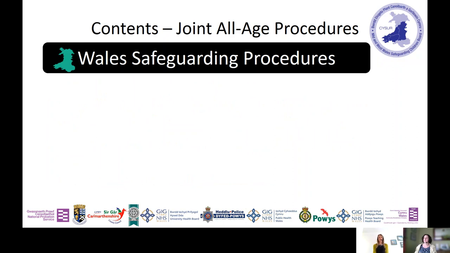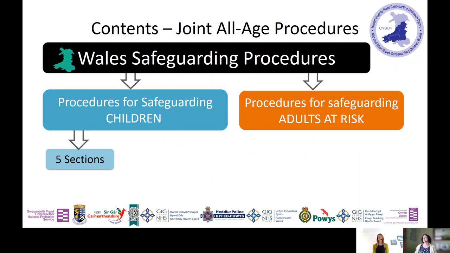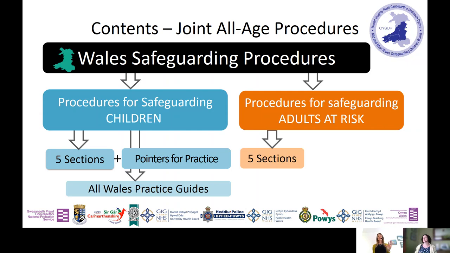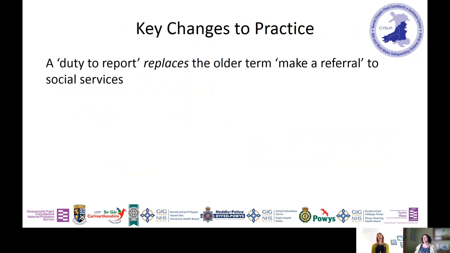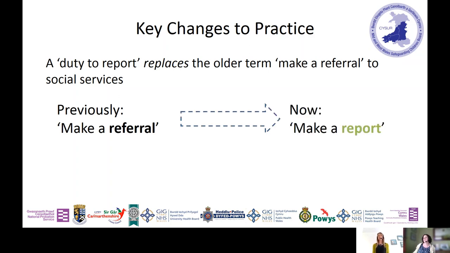So what are those key changes? The new procedures link procedures for safeguarding children with procedures for safeguarding adults at risk. They're both made up of 5 sections and contain pointers for practice, and there are some All Wales practice guides within the children's section. Okay, so some of the key changes. Previously, a duty to report. The duty to report replaces the older term of making a referral to social services. So previously you would have made a referral and now you make a report.